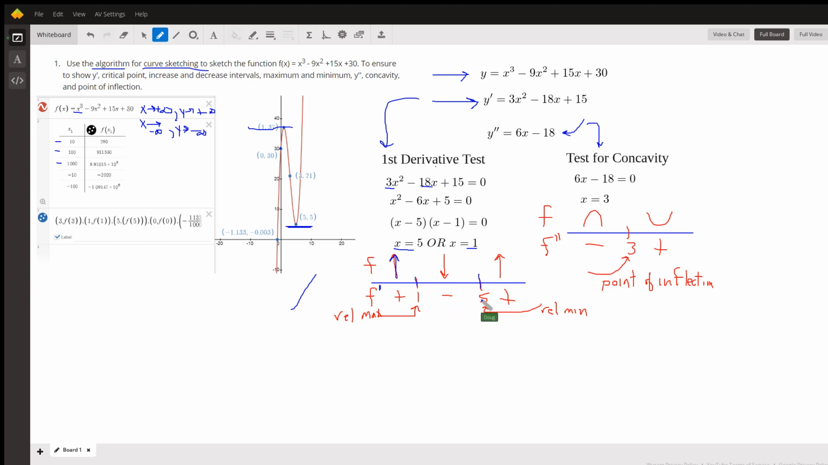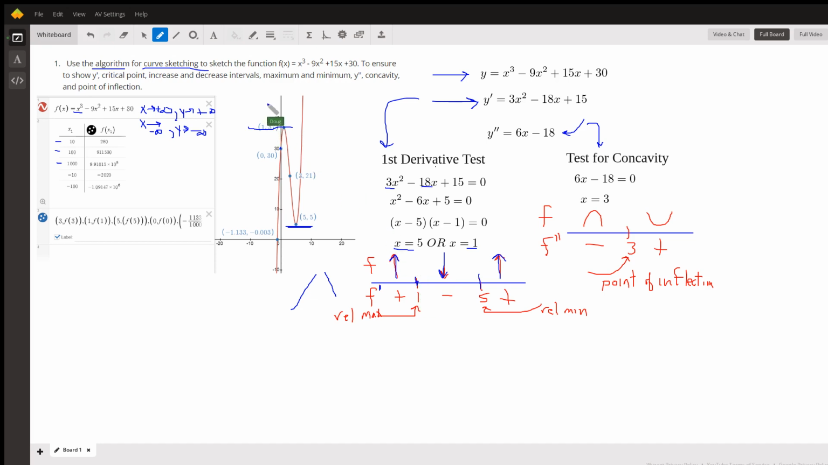Between 1 and 5, pick a test number, like 2. If you put 2 in this first derivative, you will find that you get a negative number. That means the tangent lines are negative, going downward from left to right, and so the original function is decreasing. And to the right of 5, the first derivative is positive, so the original function is increasing. The fact that we go from increasing to decreasing means that there's a relative maximum when x is 1.